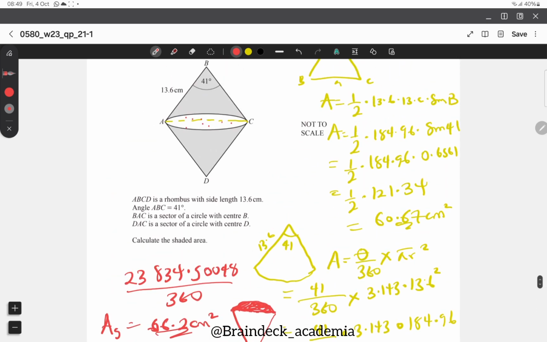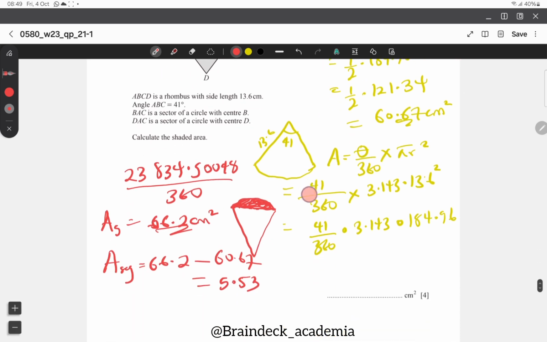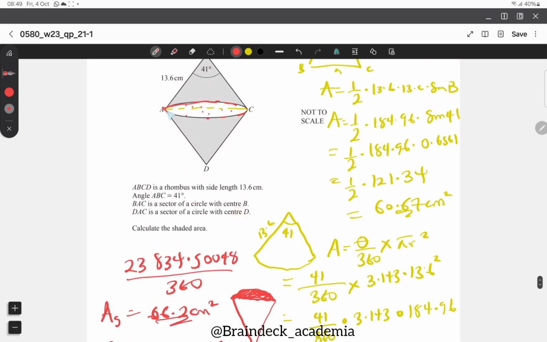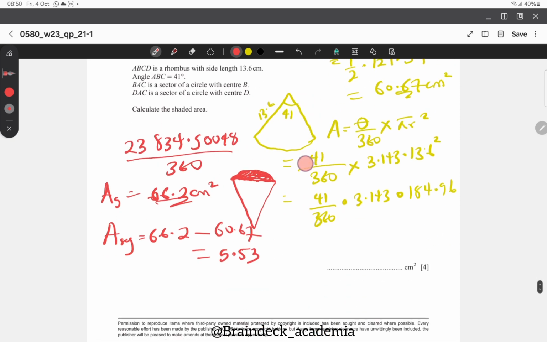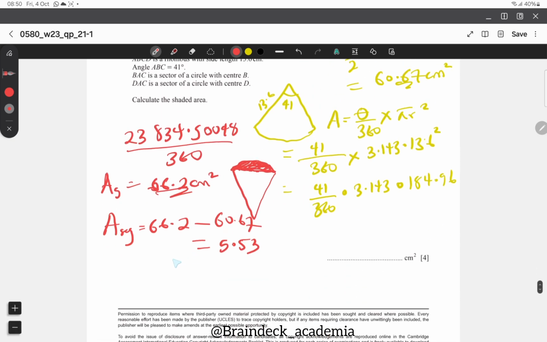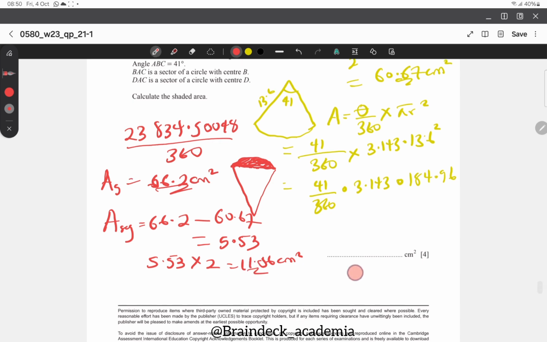I said half of the circular shape formed within the rhombus. So to find the two sides, because remember, it's two sides, to find the area of the two segments, you just multiply the 5.53 times 2. So that will give us what? 5.53 times 2 will give us 11.06 centimeters square. So that's the area of that.